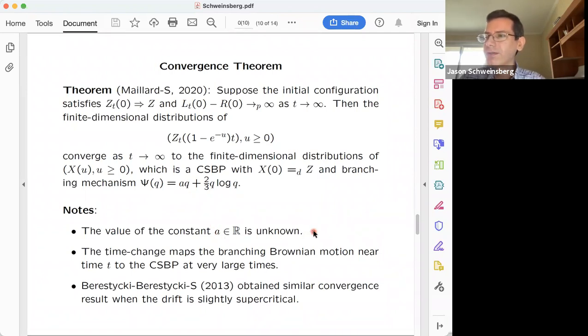where a here is some constant whose value we actually don't know. Now notice there's a time change here, which maps the interval from 0 to t onto the positive real line. So the behavior of the branching Brownian motion close to time t is linked to the behavior of the continuous state branching process at very large times. And I should mention that a similar convergence result appeared in my earlier paper with Julien and Nathanael Berestycki in the case when the drift is just slightly supercritical.